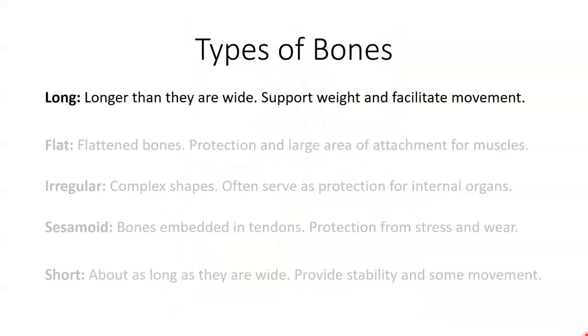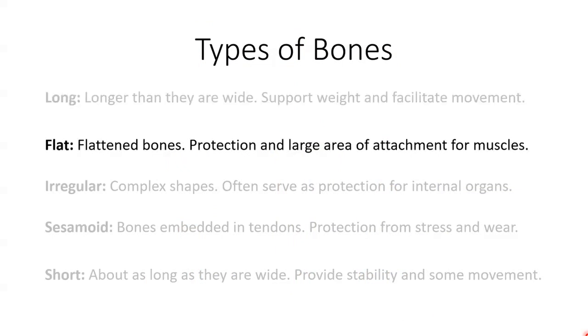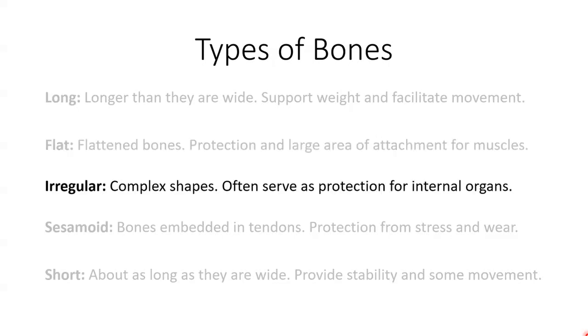So recapping that all in text for you, our long bones are longer than they are wide. They support the weight of the body and facilitate movement in conjunction with muscle. Our flat bones are flat, funnily enough. They serve to protect the tissues underneath and serve as a large attachment site for muscle. Our irregular bones are irregular complex shapes. They also often serve as protection for internal organs.